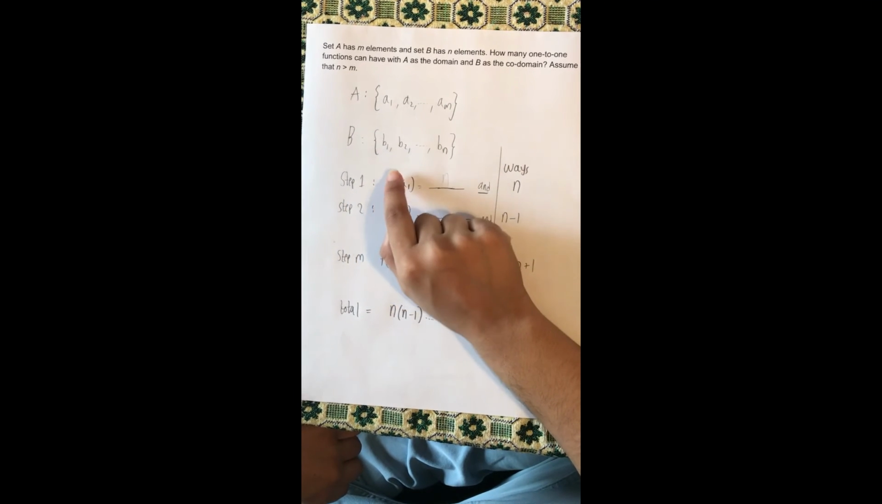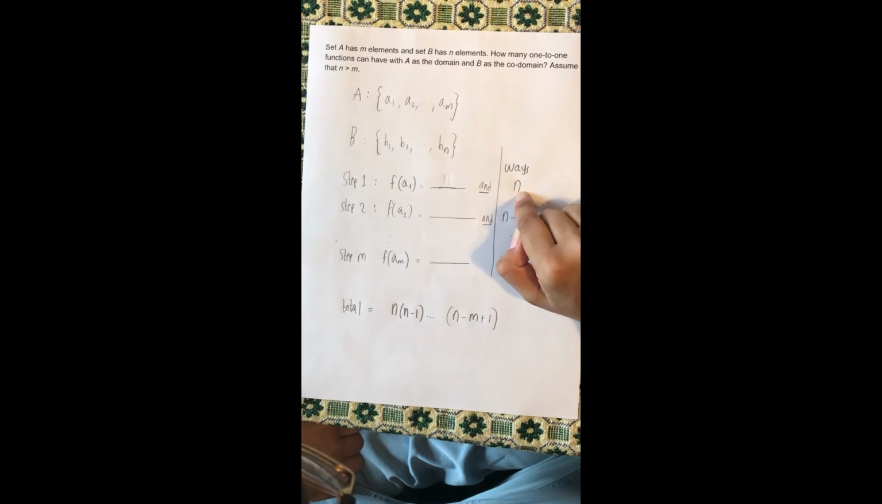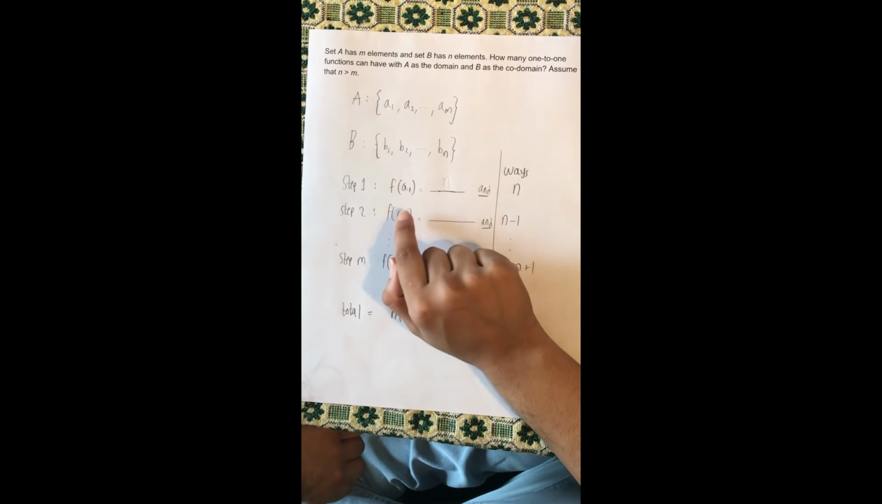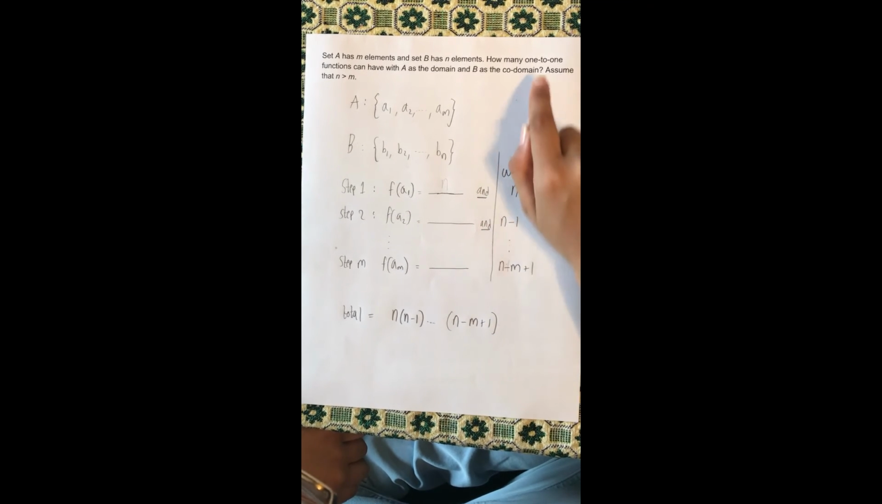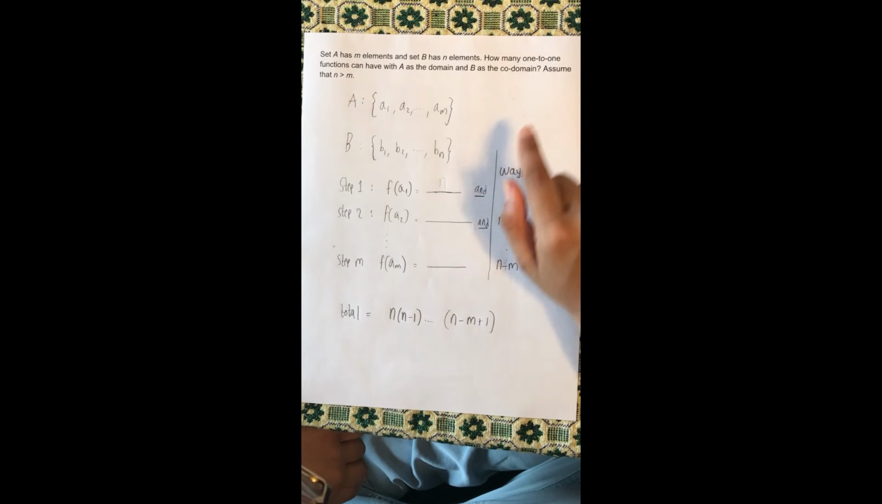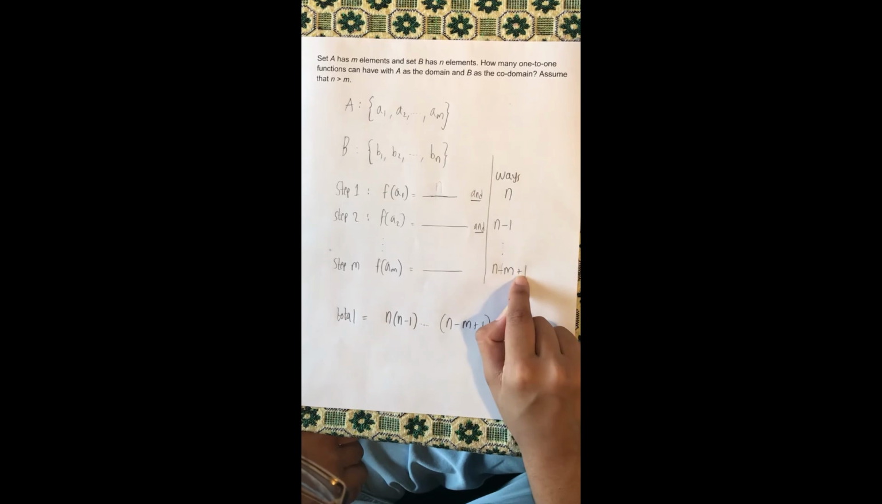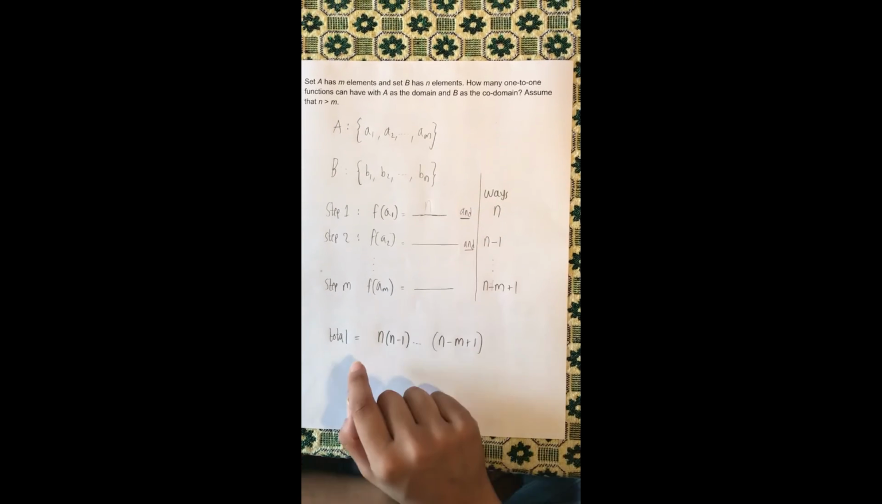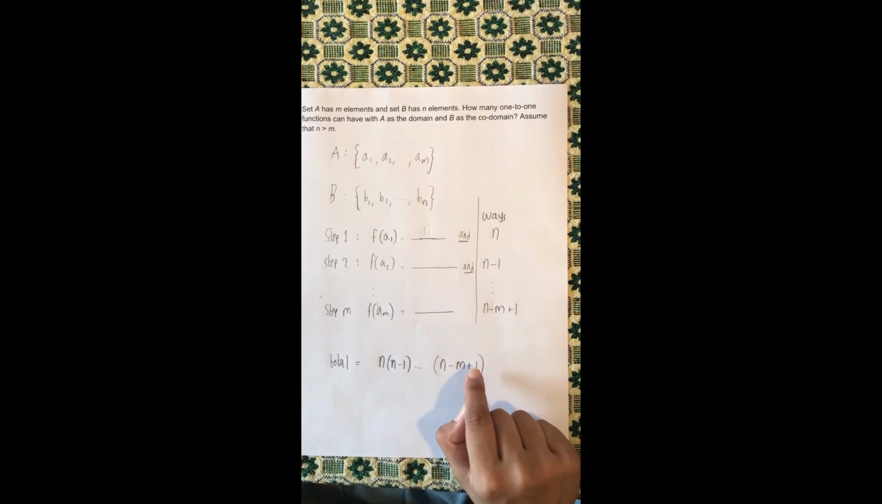For step 1, in choosing a value for f of a1, there are n possible ways. And then for step 2, for choosing a value f of a2, there are n minus 1 possible ways, since the function is one-to-one. And so on. In step m, for f of am, there are n minus m plus 1 possible ways. Because of the word and, the total number of ways is n times n minus 1 times all the way to n minus m plus 1 possible ways.